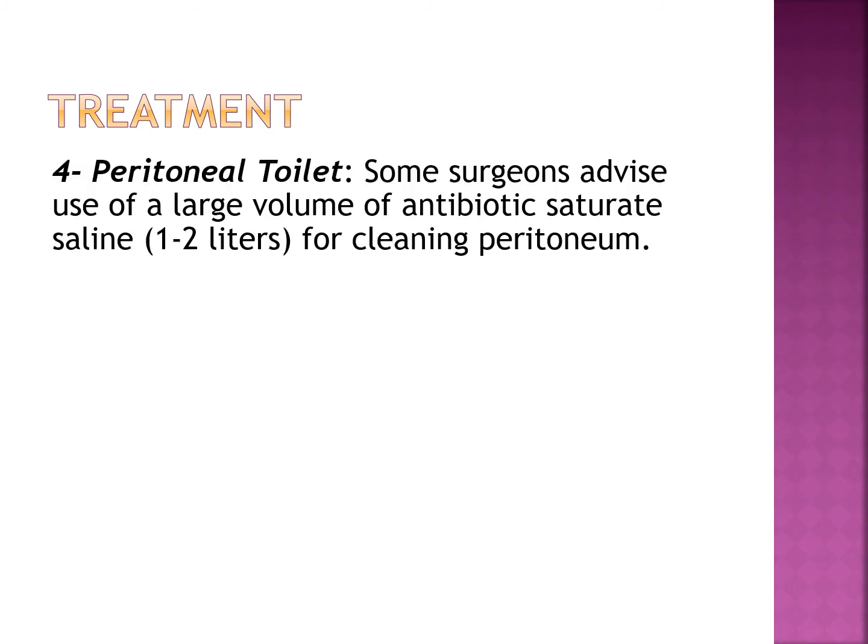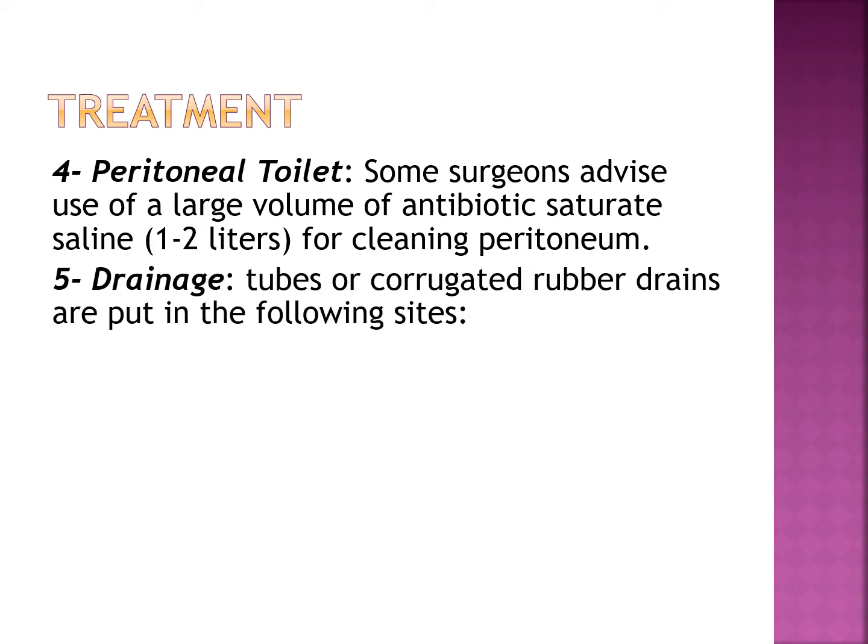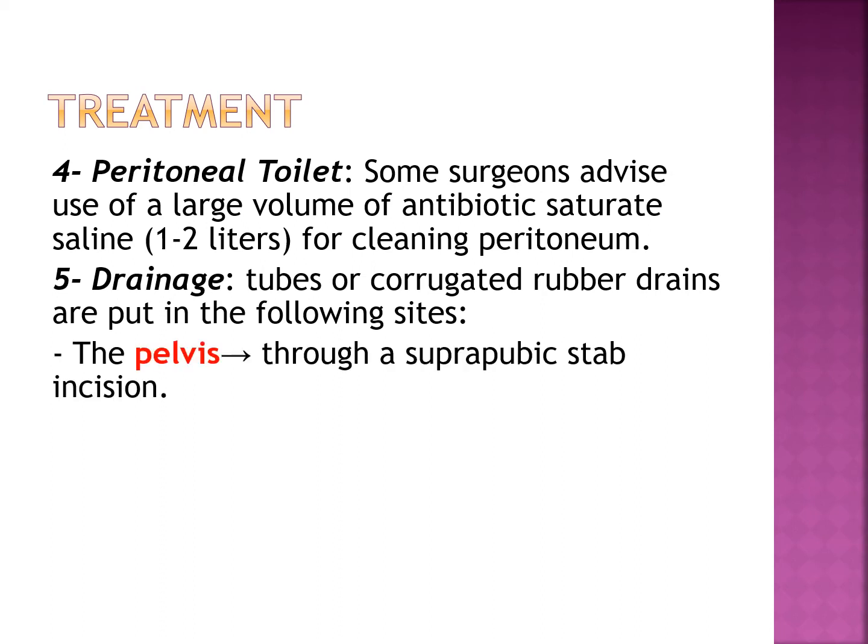Then, after managing the cause, you have to do proper peritoneal toilet. Some surgeons advise the use of antibiotic saturated saline for cleaning the peritoneum, but this is not usually available, so you have to remove as much as you can of the exudate and the infected peritoneal fluid. And finally, drainage tubes are used to ensure that any further fluid that might collect in the peritoneal cavity can be drained to the outside.